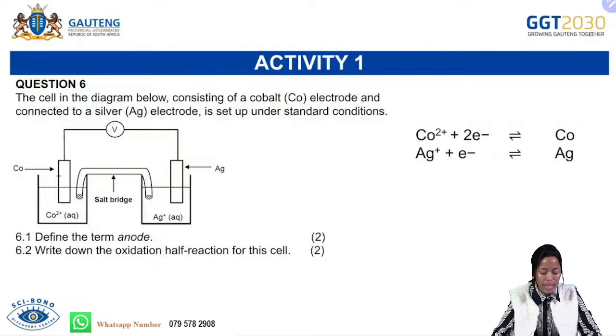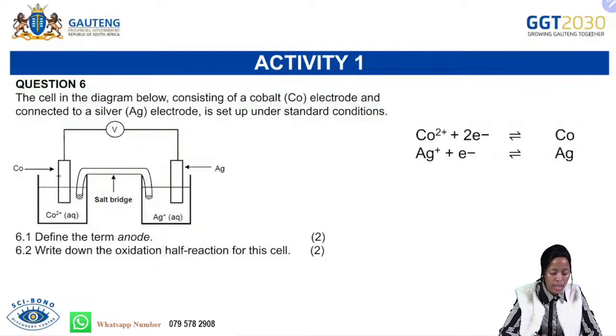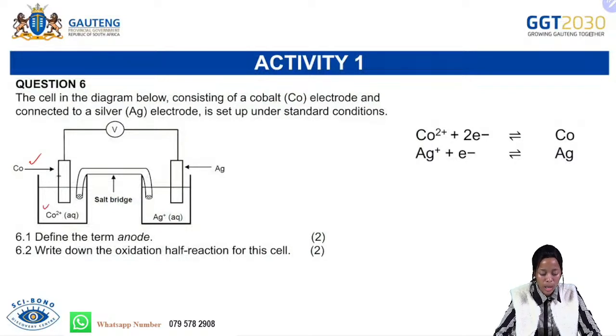Okay, so now let's have a look at the following question here. It says the cell in the diagram below consisting of a cobalt electrode, connected to the silver electrode, is set up under standard conditions, okay. So now looking at the cell, what is it that we can see? We can see the Co, which is the cobalt, and then in solution we have what? We have Co2+ (aq). And then we can also see that we have the silver, which is Ag, and that we also have what?